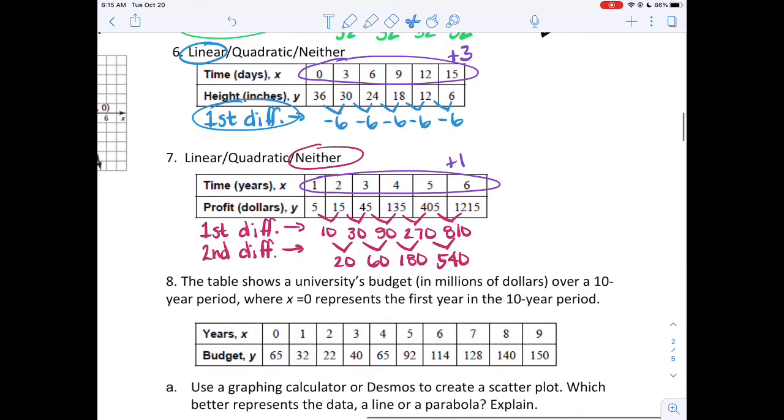Number 7, I'm going up in increments of 1 in my x, so that means that I can use this method. And now I can see that my first and second differences, neither one of them was a consistent value, so we are actually neither. Spoiler alert, this one ends up being exponential, but we won't talk about that until next semester.